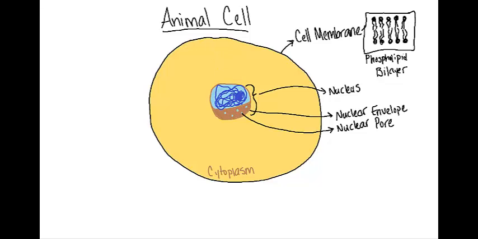Now, the DNA here is not alone, so instead of just calling it DNA, we call it chromatin. And chromatin is a combination of DNA and proteins which are called histones. Histones are proteins which DNA wraps around to keep from getting tangled. And in the chromatin you will also find RNA.